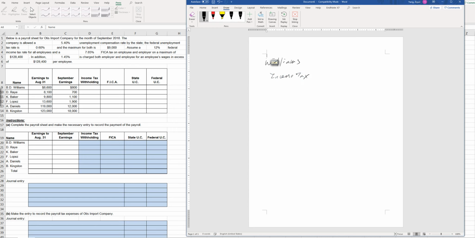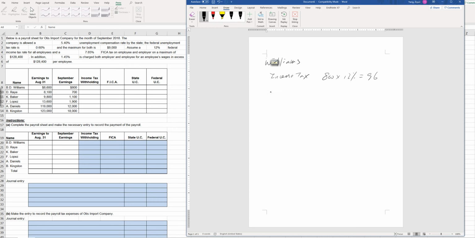Income tax, we apply the straight 12% on September compensation, for everyone basically. And this is going to give us $96 income tax withholding for Williams. We're going to apply 12% to everyone's September compensation.